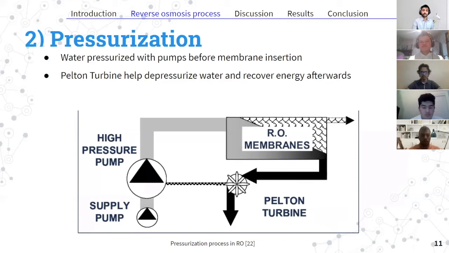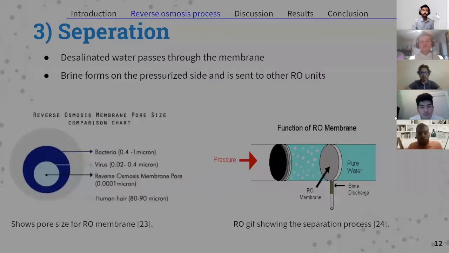Following the pretreatment process, industrial pumps help in pressurizing water to 60 psi to make it easier to pass through the membrane. After the reverse osmosis process, a Pelton turbine is often used to depressurize the water and recover some of the energy back to the system.